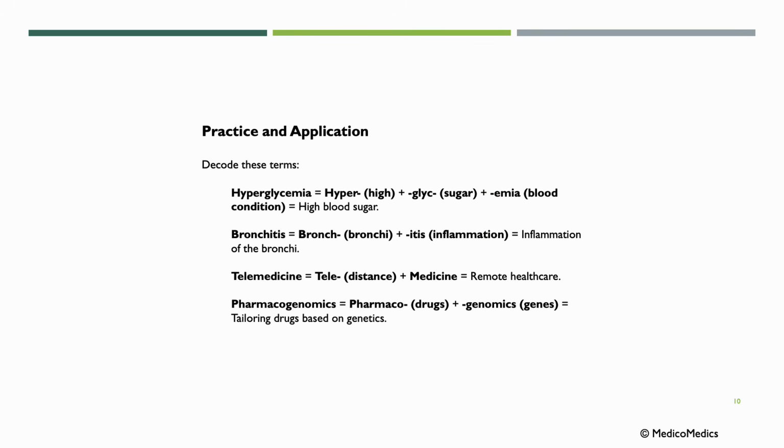And now let's do some practice runs here. So decode these terms. Hyperglycemia. We have hyper, high, glyc, glucose, sugar, emia, blood condition. So hyperglycemia is high blood sugar.